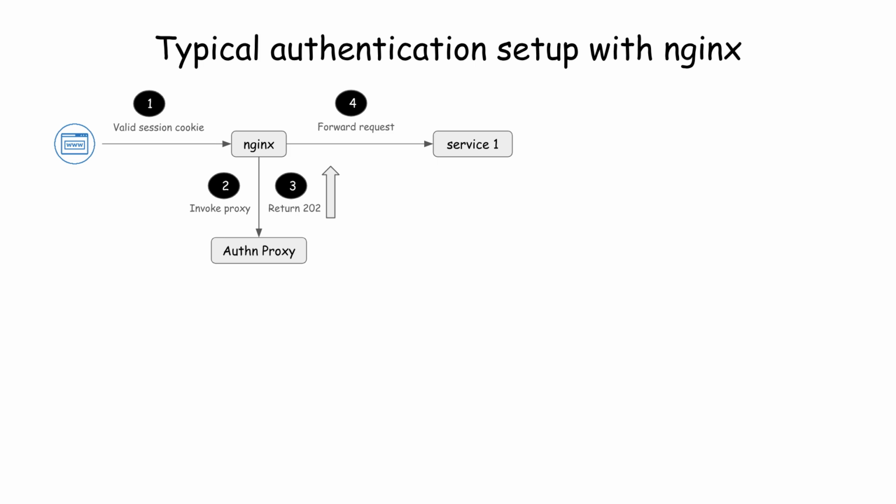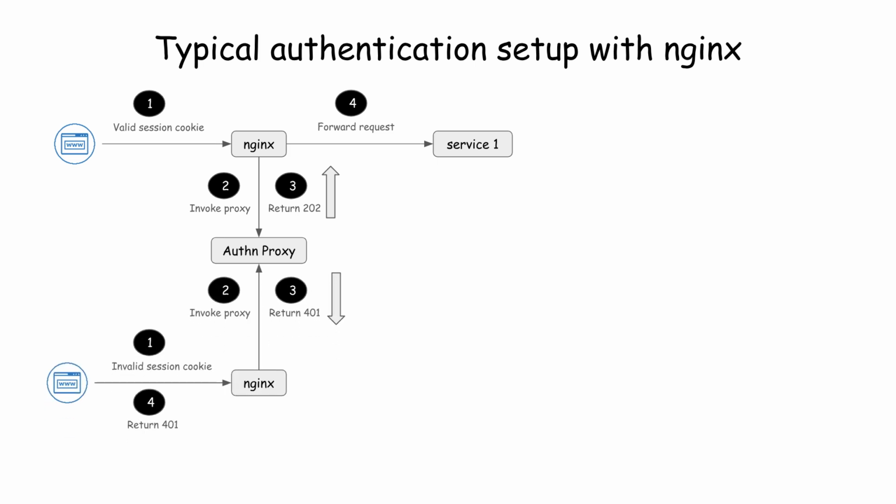But what happens if the request has an invalid session cookie, or no cookie at all? The flow starts the same. Nginx sends the request to the auth proxy. But this time, the proxy returns a "401 unauthorized" status. And here is the core problem. Upon receiving that 401, Nginx is configured by default to terminate the request completely. It returns a "401 unauthorized" error directly to the user.